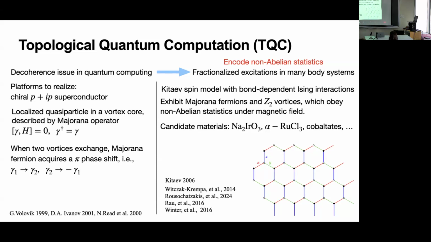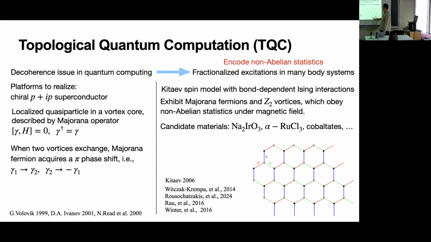It has been proved that when two vortices carry Majorana fermions and they are exchanged, the Majorana fermions transform in a particular way. Like if you have gamma 1, gamma 2 in the p plus ip superconductor and you exchange them, then gamma 1 becomes gamma 2, and gamma 2 becomes minus gamma 1. So this leads to non-abelian statistics: if you have n vortices carrying n Majorana fermions, then you exchange 1, 2, then 2, 3, then 3, 1, and you get a non-abelian relation.